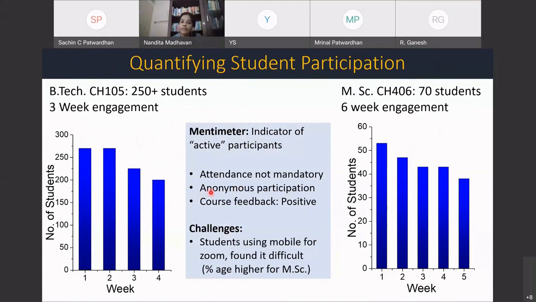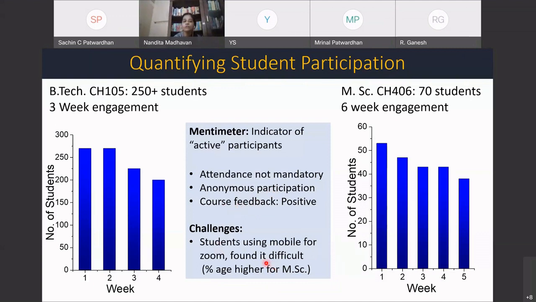And just to give an idea, the attendance was not mandatory. The Mentimeter participation was anonymous, so they need not have given their names. I told them they can give nicknames on Mentimeter. So I said, feel free to choose whatever nickname. So I had people like Sheldon attending my class. It was quite interesting. The course feedback in general was positive in the TCF that the Institute gives.